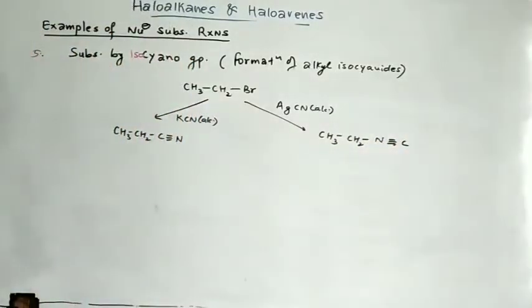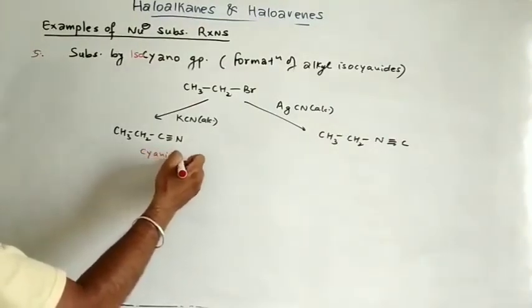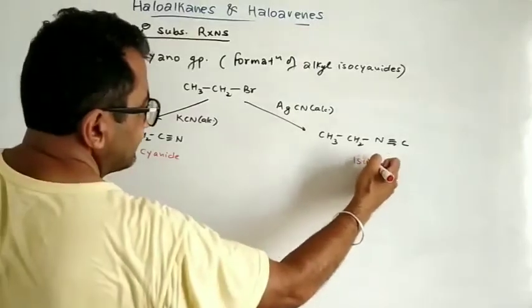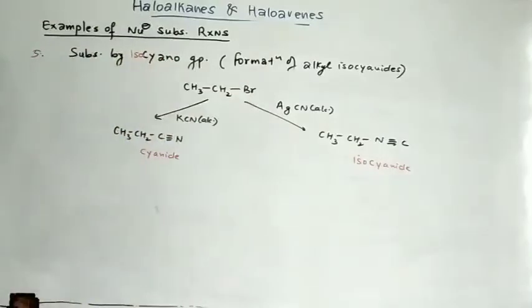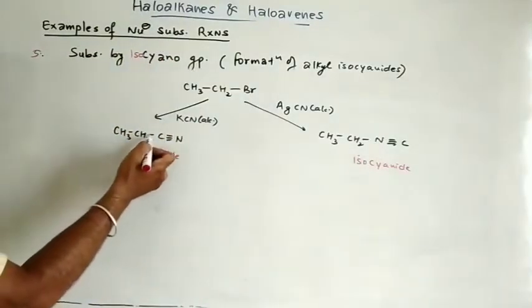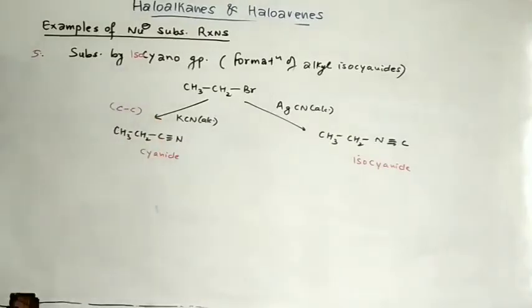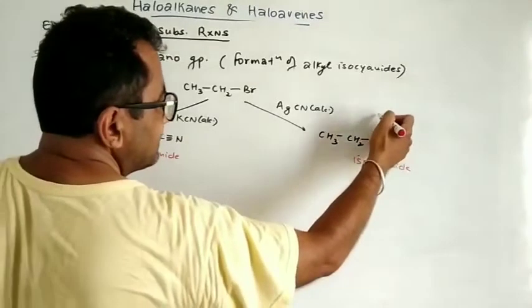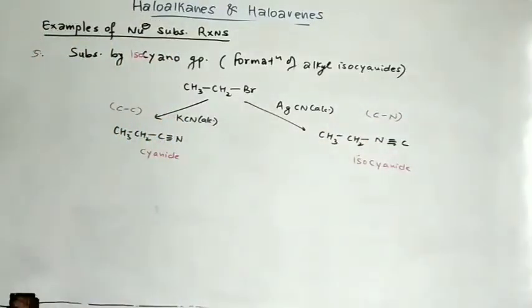First, analyze the product. In this product, this is cyanide. This is isocyanide. See the new bond formed. Here, this bond is formed new: a carbon-carbon bond is formed. Here, this bond is formed, which means a carbon-nitrogen bond is formed as a new bond. Now, why is it so? Why are different products formed?